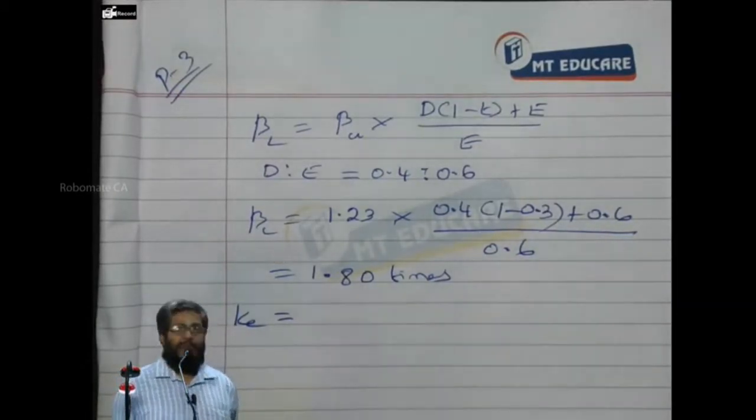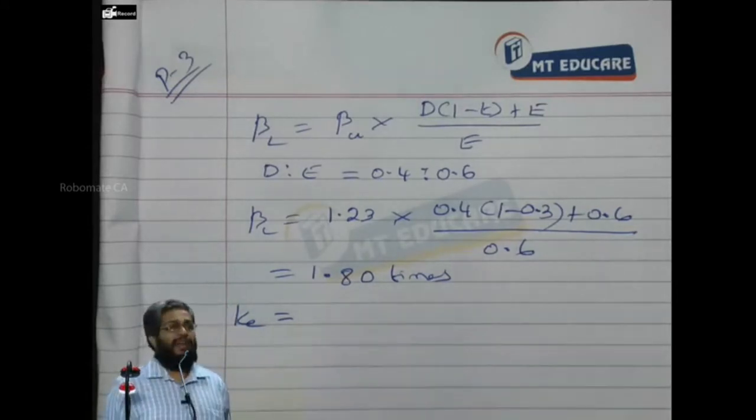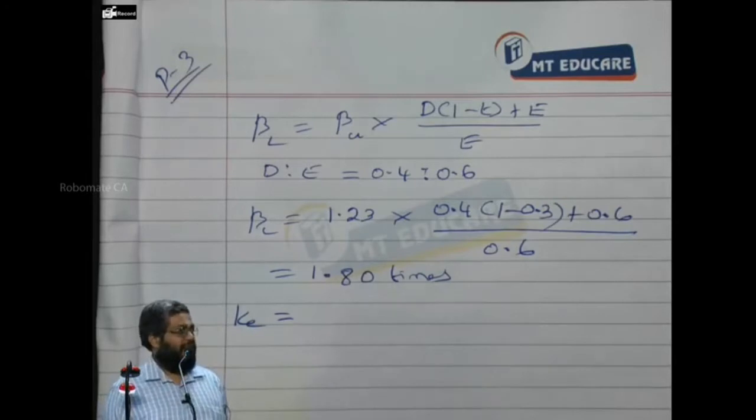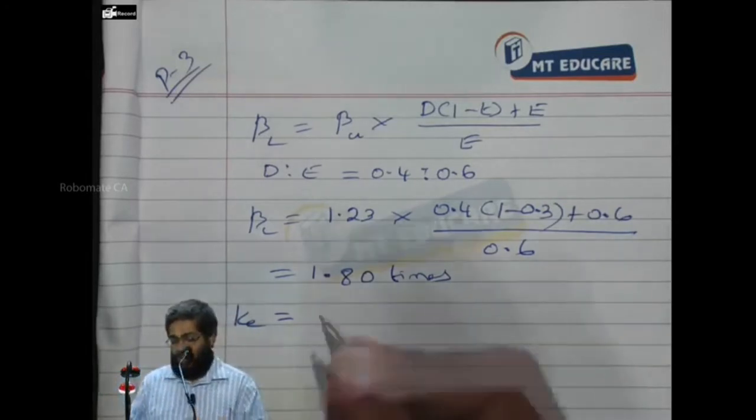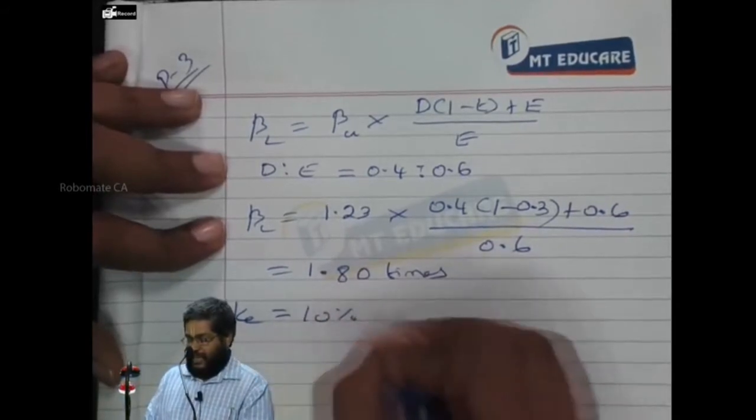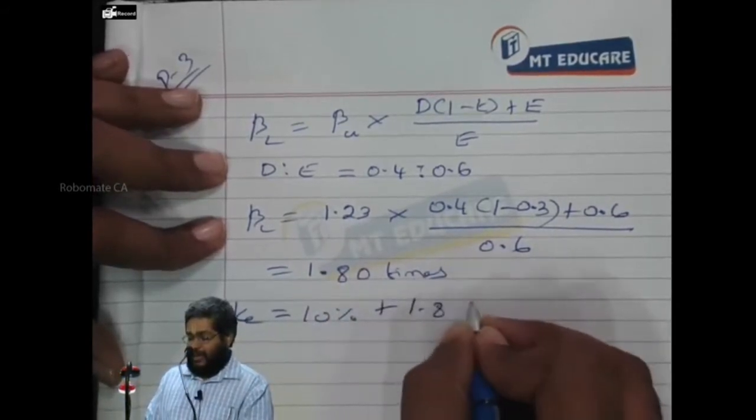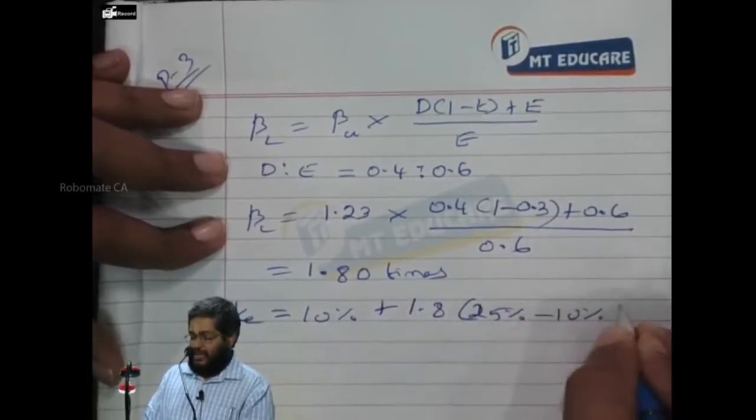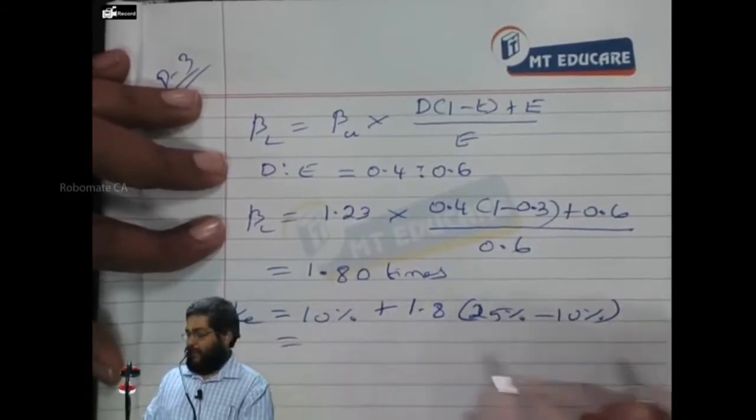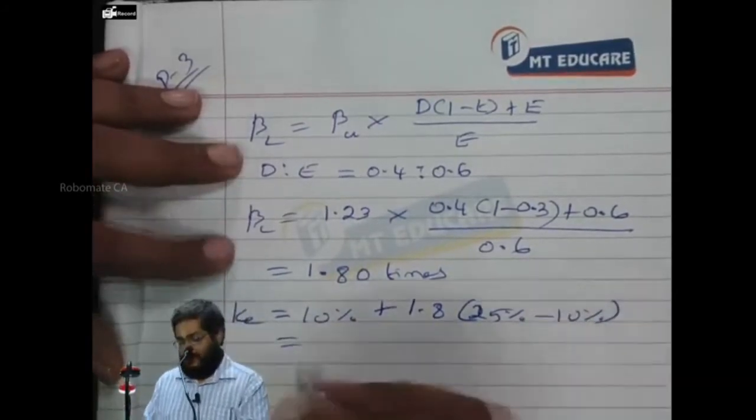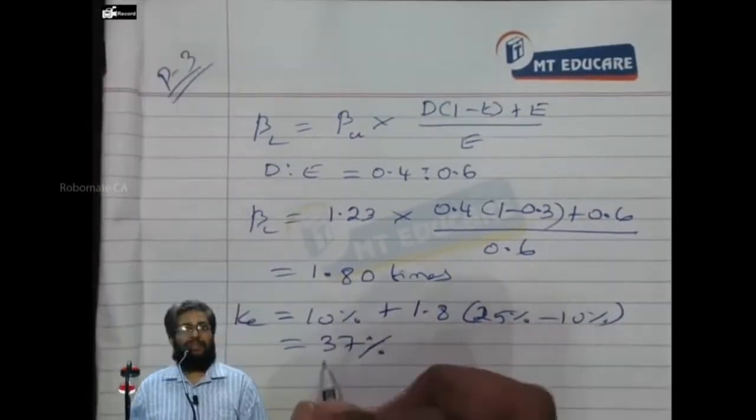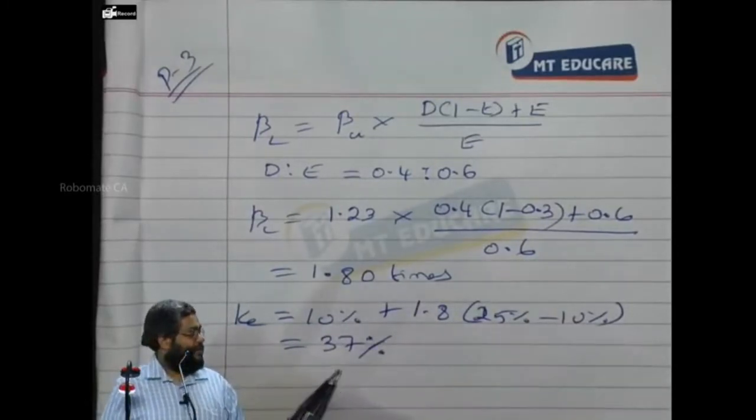KE is equal to RF plus beta into RM minus RF, which is equal to, what is RF? 10% plus, what is beta? 1.8 into, what is RM? 25% minus 10%. 10 plus 1.8 into 25 minus 10 gives 37%. KE is equal to 37%. Everybody, can I proceed or not?